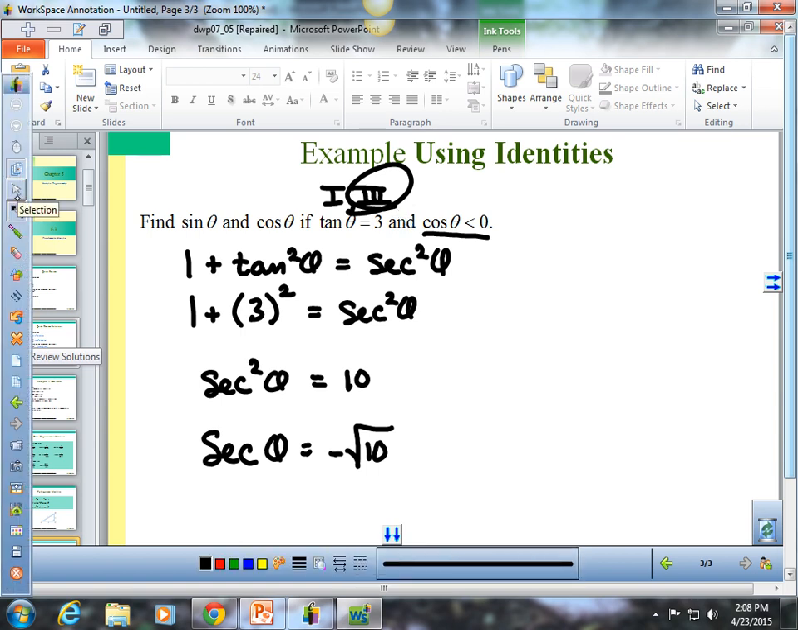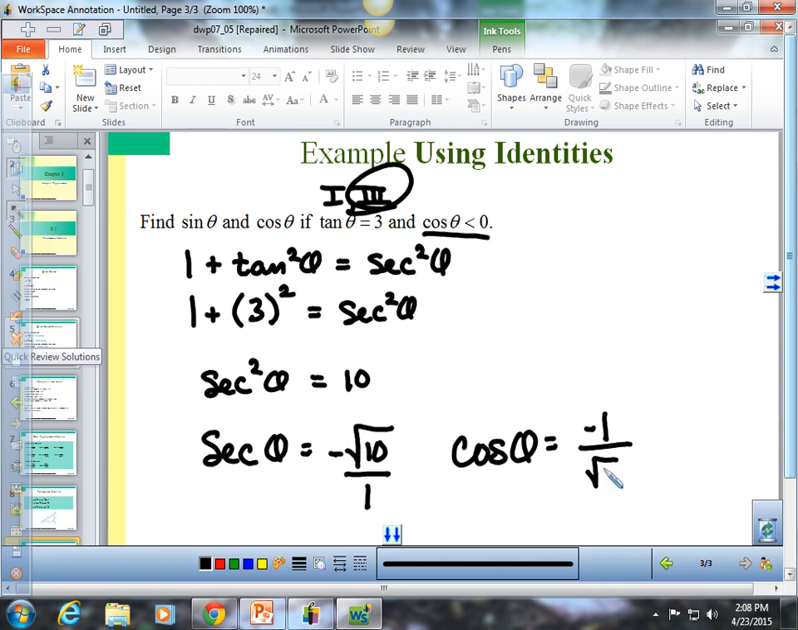All right, folks, if secant is negative radical 10, then what does cosine theta have to be? Negative 1 over radical 10, right? No, you don't need to rationalize it now. That was important in Algebra 2 because rationalizing was an important concept there, but in a specific trig course, you would leave that like that. Okay? Could I do the same thing to find sine? Yep.